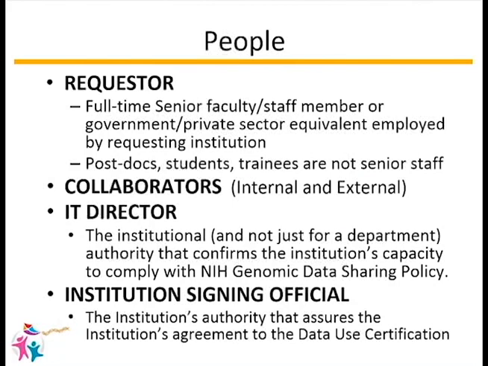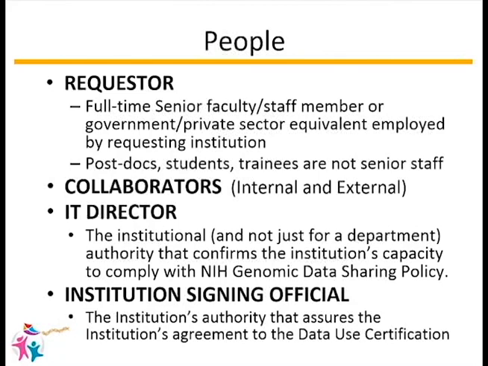So the next slide is about the people you're going to need to include in your application for access to controlled access data. The first person is the requester. By definition, it has to be a full-time senior faculty or staff member at an institution, and they have to be actually employed by that institution. Trainees, including postdoc students, are not considered senior staff. I only highlight this because you get a fair number of applications where postdocs are applying, and I think they end up feeling frustrated why they or their lab cannot get easy access to the data.